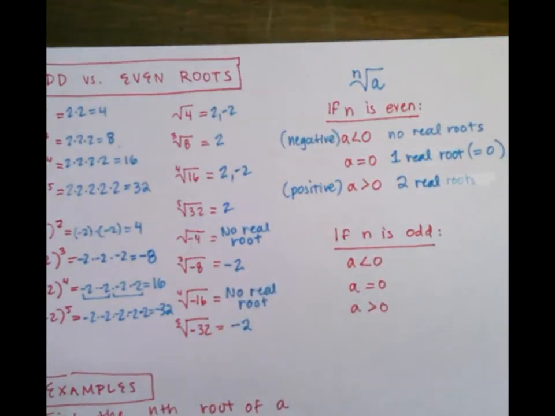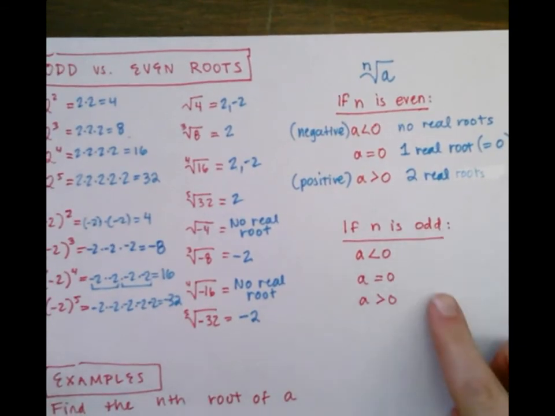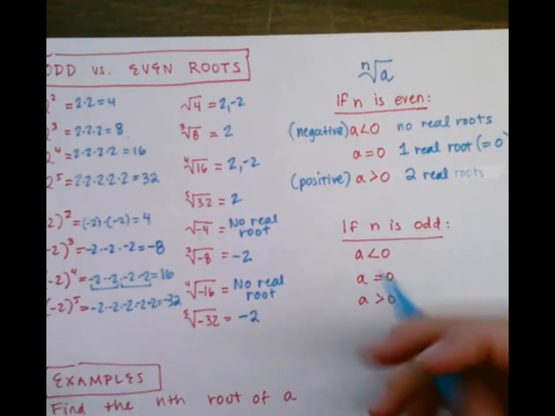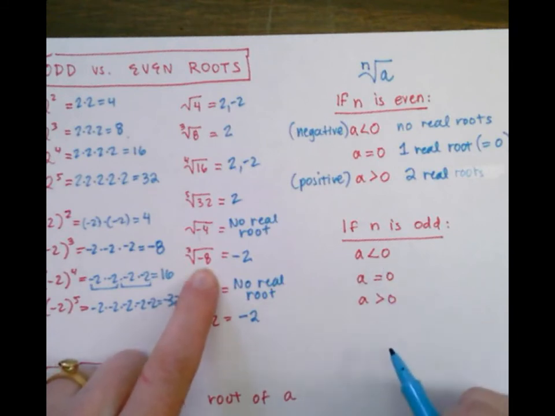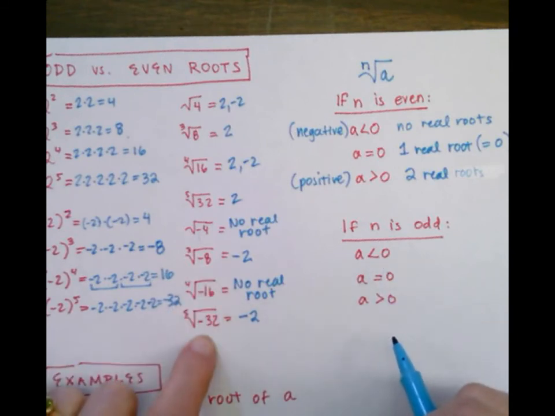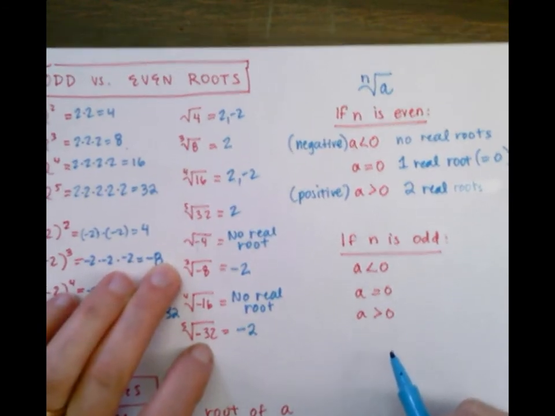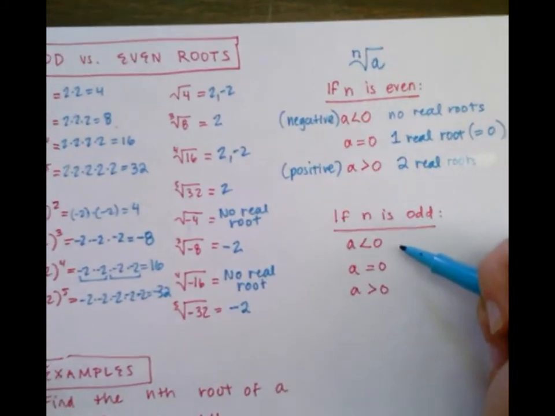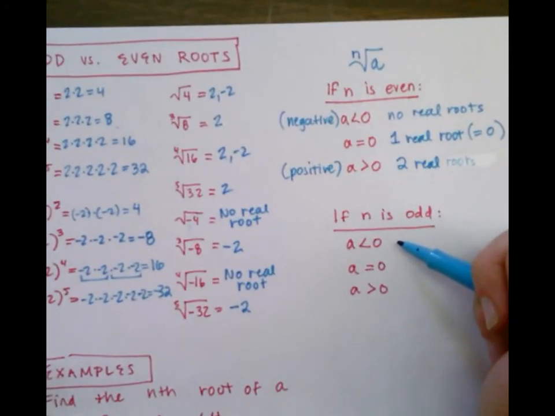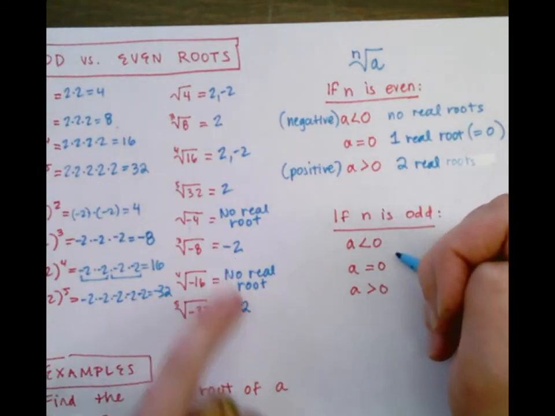Okay, now let's think about the same kind of idea, but for when n is odd. So when n is odd and a is less than 0, that means a is negative. So we can look at the cubed root of negative 8 or the 5th root of negative 32. And we actually were able to get solutions there. It's not the same as when you're square rooting a negative. So with evens, you can't take an even root of a negative number. Odds, we see that we can, but it only gives us one answer, right? We're not getting 2 different answers.